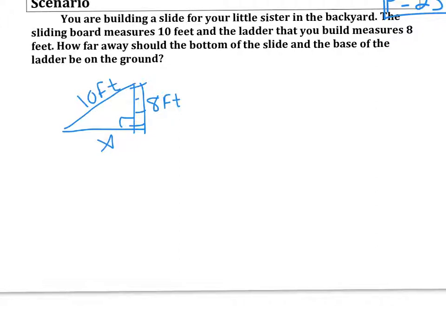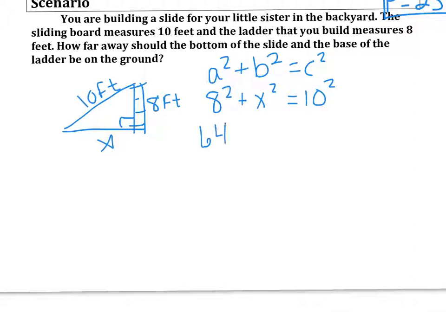So using the Pythagorean theorem, I would put a squared plus b squared equals c squared. And I would take my 8 and make it a. It doesn't really matter which one is a and which one is b. And then plus x squared, and then that's going to be equal to my hypotenuse squared, which was 10. So 8 squared is 64. 64 plus x squared equals 100.